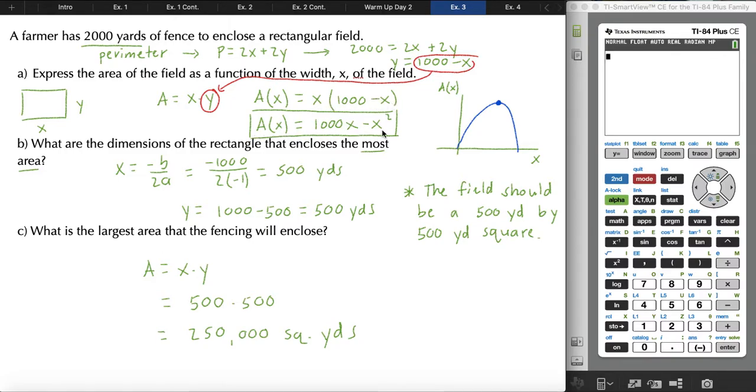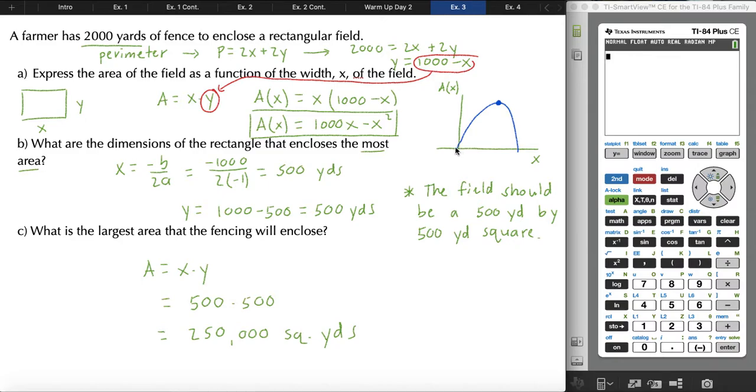And notice what type of function it is. It is a quadratic function. A of x equals 1,000x minus x squared. That's a quadratic function where your a value is -1, your b value is 1,000, and your c value is 0, okay? Here would be kind of a simplistic graph to go along with that function.